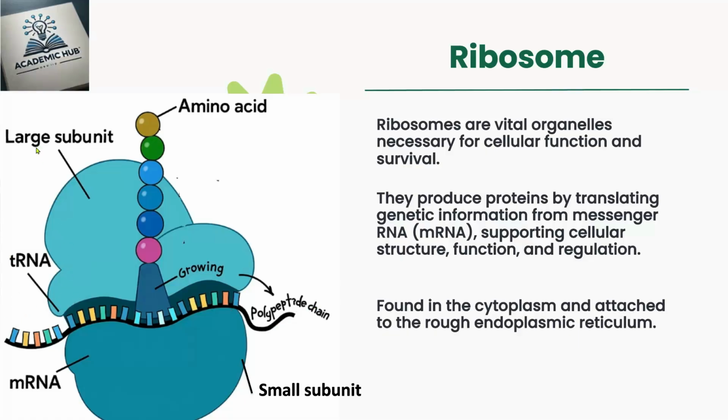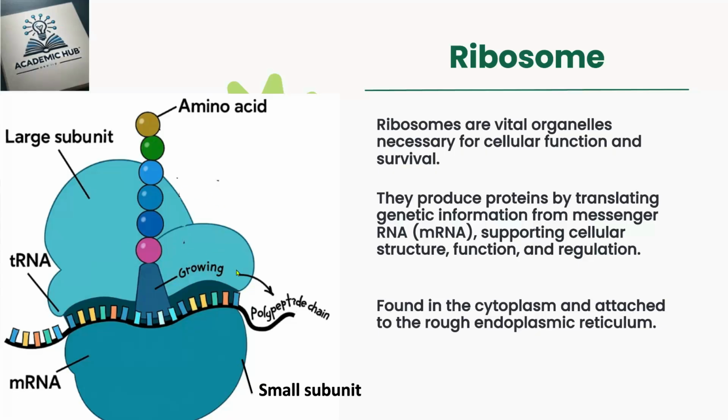So transfer RNA exists inside the large subunit and the mRNA, meaning messenger RNA, exists inside the small unit. So basically this is a small structure of the ribosome, and the prime function of the ribosome is protein synthesis. We will discuss it later in detail.